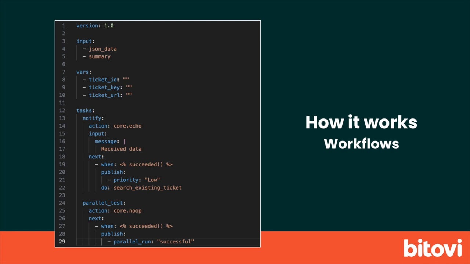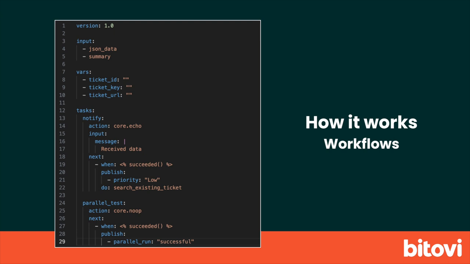Let's say you want to run your action only when this action is completed successfully. Then you can specify a condition, when succeeded, which means when this action has succeeded, then do the name of the next action. In this snippet, it's the search existing ticket action, which should be the third action here. But just understand that after do, if you want to run this action, you write do, colon, space, and then parallel test. So this means when this action is completed successfully, it will do this test.